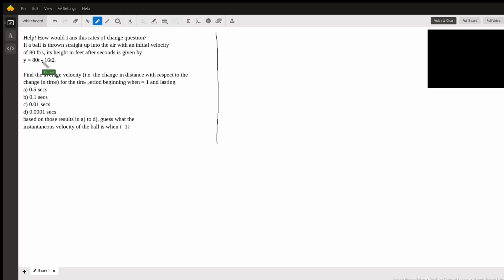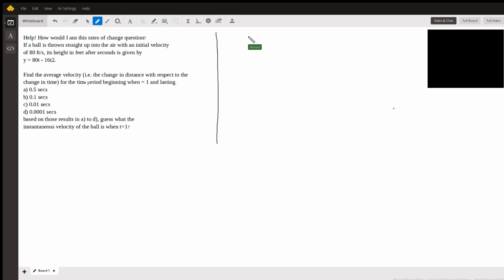But this is the equation of the distance of a ball at time t. The ball's thrown straight up into the air. And normally I would do a little sketch here, but I don't think it would help. I think what we should just do is go right into the algebra here, because this is all about algebra.